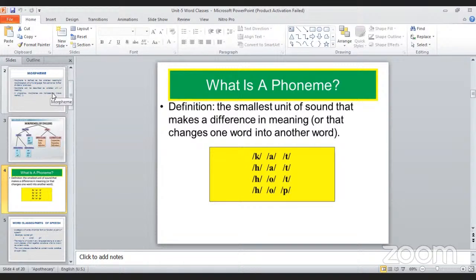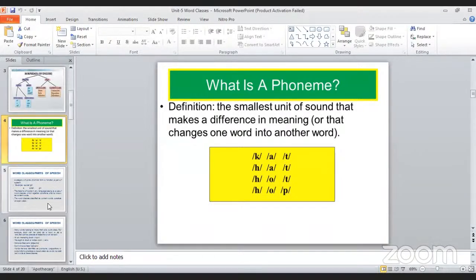And now we have learned about morpheme also. A phoneme is the smallest unit of sound that makes a difference in meaning, or that changes one word into another. For example, just see here: cat, hat, hot, hop. When you say these words, the sound is changing here. So this is called a phoneme.